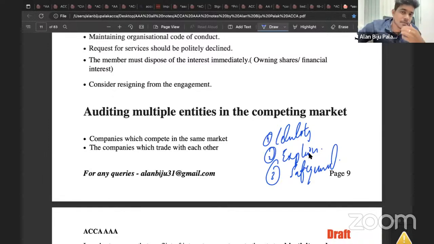So normally you'll be getting a maximum of 2 to 3 marks while writing the ethical threats. And to get those marks, you should always clearly provide the safeguard. You will get the marks only if you clearly provide the safeguard. And while identifying and explaining the threat, you can also show the significance of the threat, because all the threats are not always significant. So you can also explain whether that threat is significant or not.